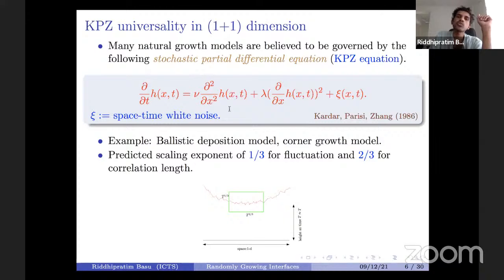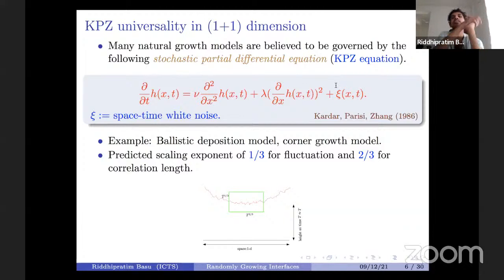This is equal to, so there is a Laplacian term, ∂²h/∂x². This represents the relaxation mechanism I was talking about. And then there is this nonlinear slope-dependent term, (∂h/∂x)². And then you have the randomness. There is this ξ(x,t), which is a random quantity, the space-time white noise. So this is a partial differential equation, but there is a stochastic, random term here.